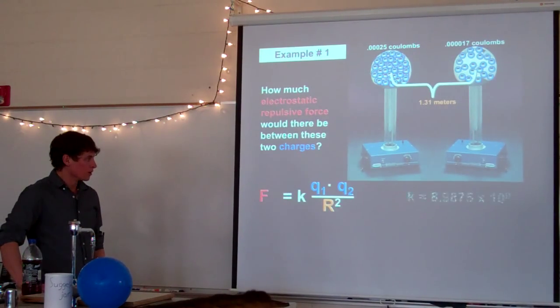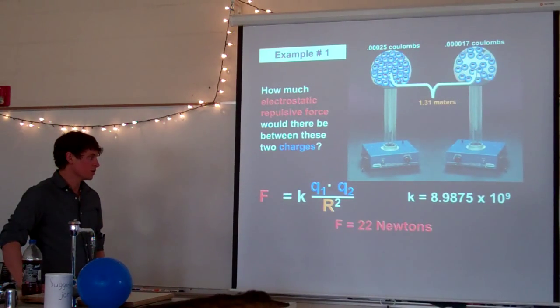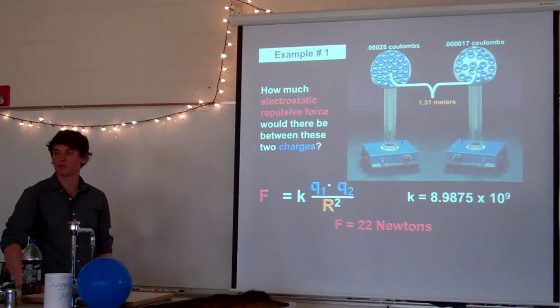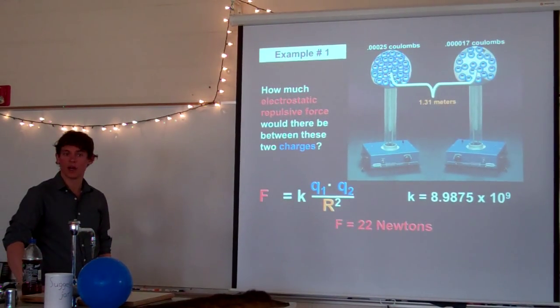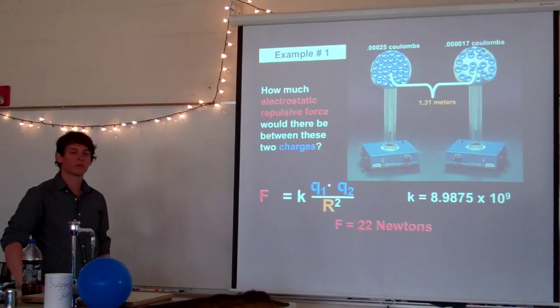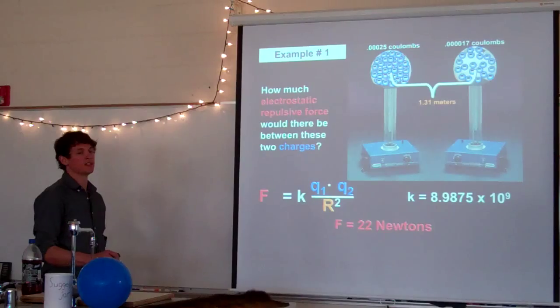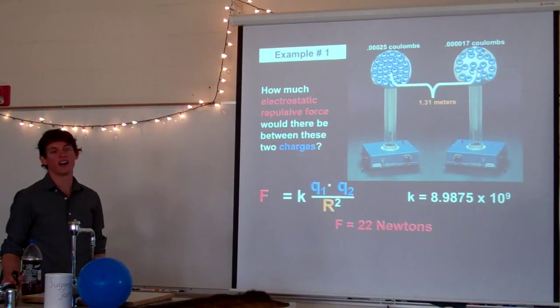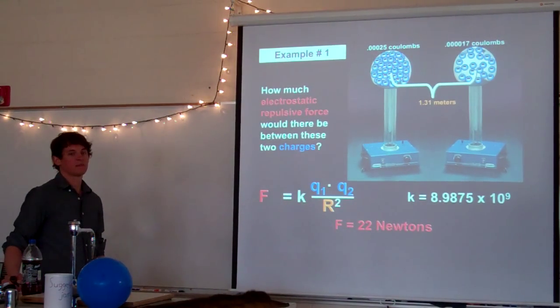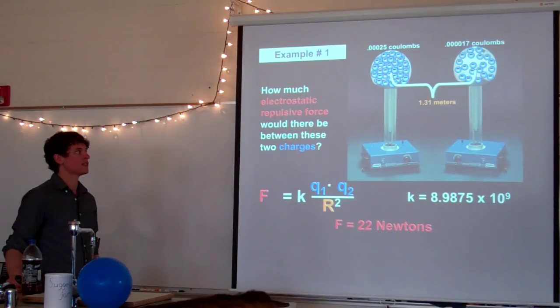Okay, so if you do this, you should get about 22 newtons. Alright, yep. Why wouldn't you have to divide 1.31 in half to get a radius? Are you just assuming the whole thing? It's distance from center to center. Yep, radius is center to center.